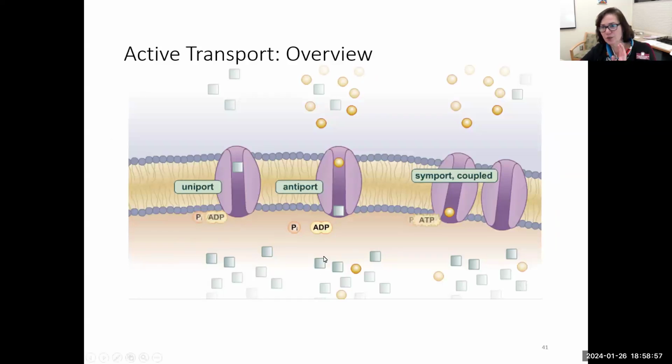Again, this is another cartoon representing the same thing. Uniport, I'm moving things in one direction, but I got to pay for it every time. Antiport, I'm moving two different things in opposite directions, also paying for it every time. The example I gave you here was sodium potassium pump. An example I can give you for uniport would be a calcium ion channel that I'm having to pay for. And symport, I'm moving one molecule, I'm paying for the one molecule, and then I'm letting the second one kind of take a ride. I'll show you an example if we come to it later this semester.